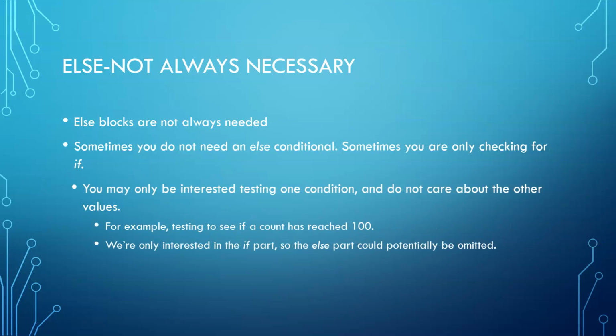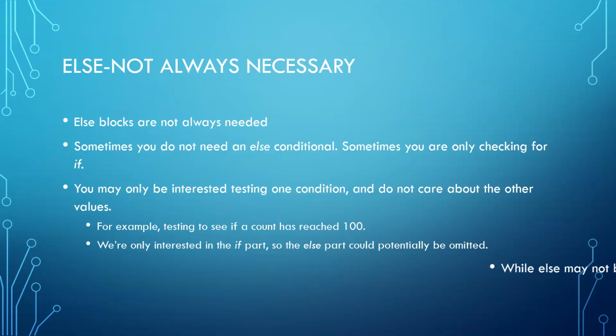You can do this because you may only be interested in testing one condition and don't care about the other values. For example, as I kind of already alluded to, we can test things like, see if a count has reached 100. So let's say it's just a program that's adding 1 every time. Well, you don't necessarily care about what the else is doing. We're only caring about the if part, so the else part could be omitted. So we're just going to say, hey, if x equals 100, stop the program. Beautiful, done. Now, while an else may not be needed, an if always is needed. You always have to have the if part of your statement in there. So no matter what, when you're building these branching statements, these conditionals, you have to have an if.